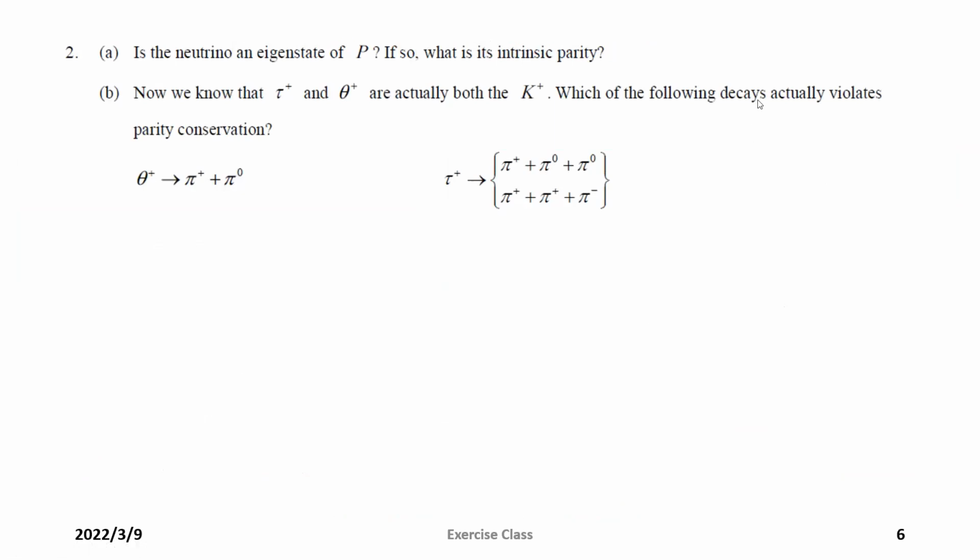So let's discuss the second question. The second question is asking about parity. So for part A, it asks whether the neutrino is an eigenstate of the parity operator. And the neutrino is a very special kind of particle in the standard model. And the main reason is that in nature, we only observe left-handed neutrinos.